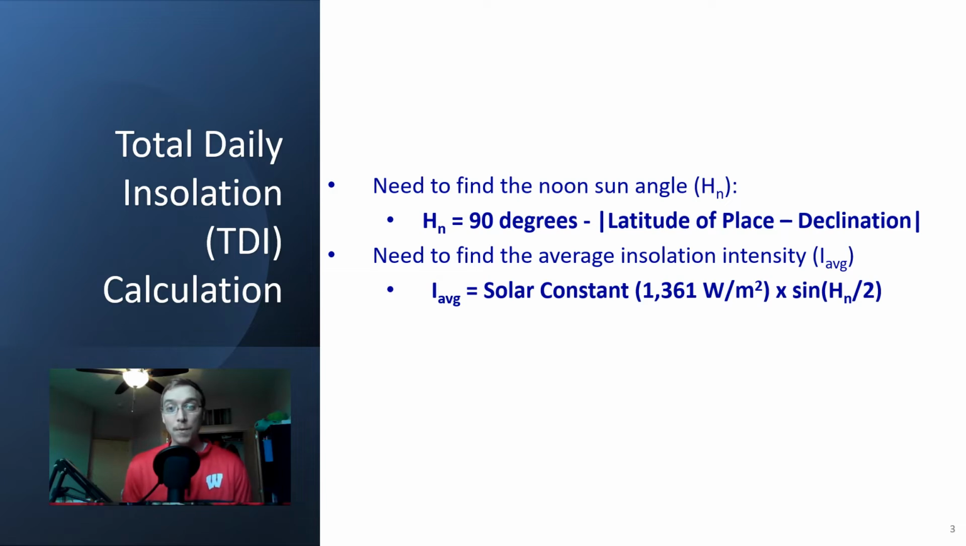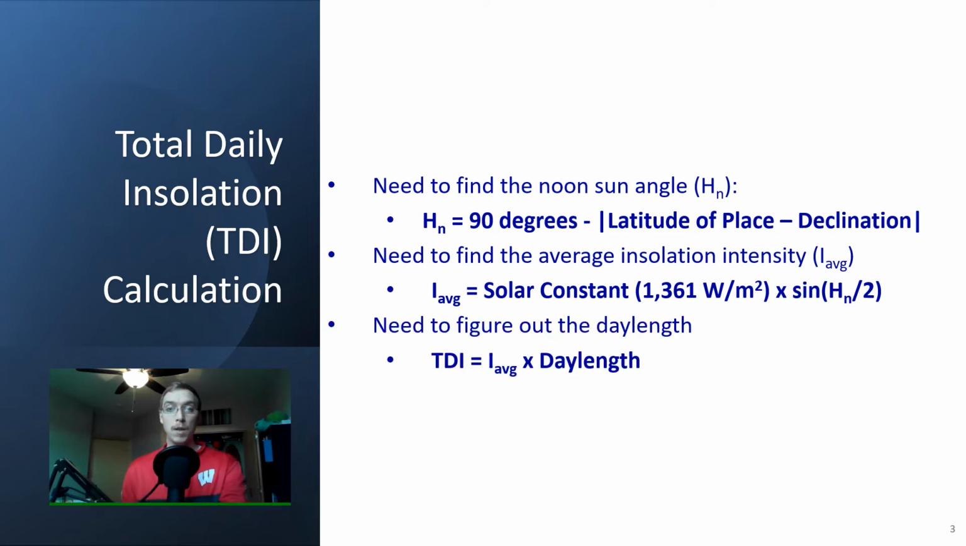After you find that, you need to find the average solar intensity, or I sub average. So I sub av is equal to the solar constant, which we're using as 1,361 watts per meter squared, times the sine of the noon sun angle, divided by 2. And then you need to find the day length.